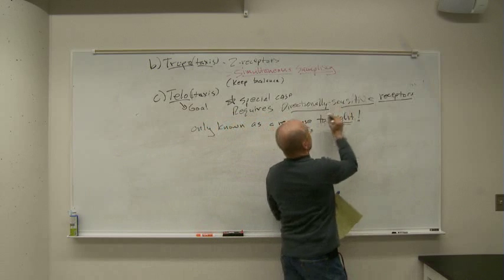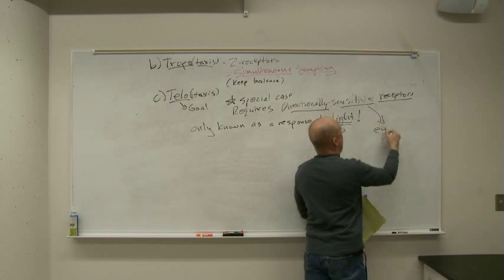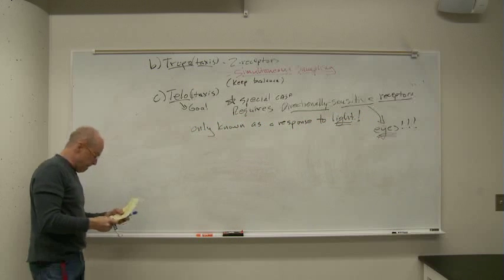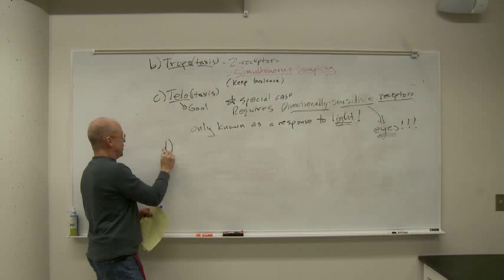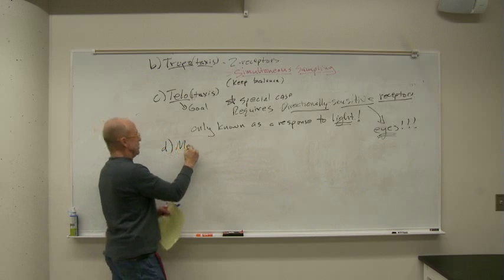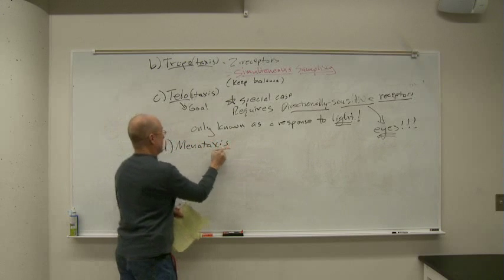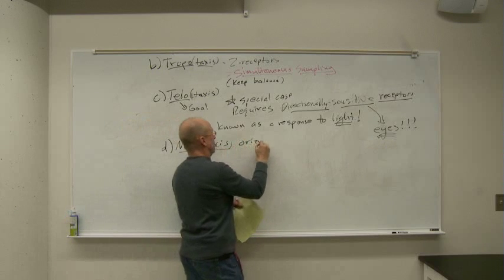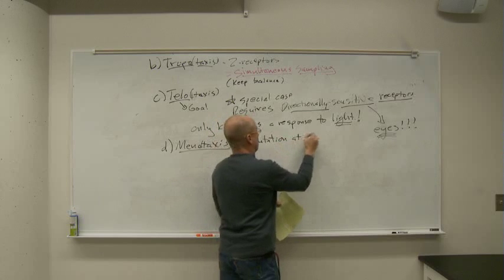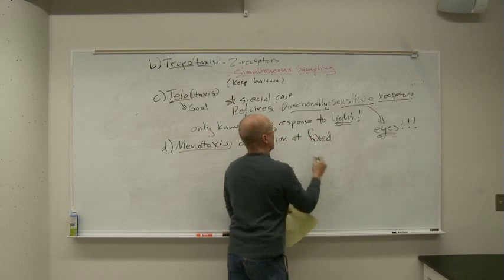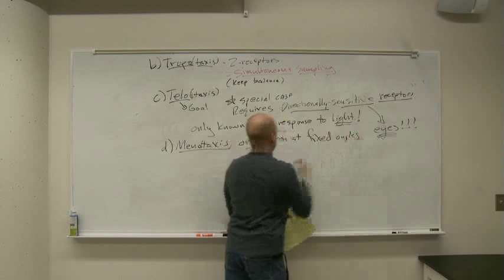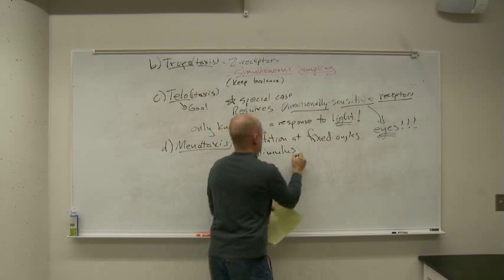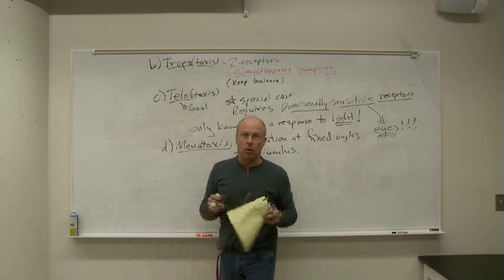Because the great directionally sensitive receptors are eyes. The next one is pretty cool. This is called menotaxis. So menotaxis is orientation at fixed angles to the stimulus. So I'll give you an example of this one.